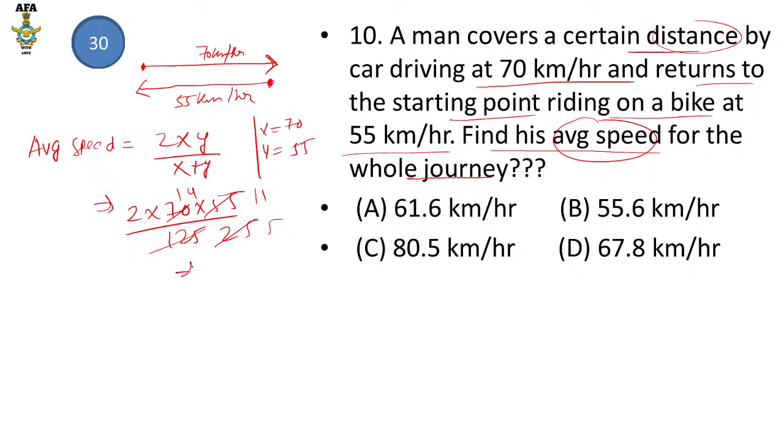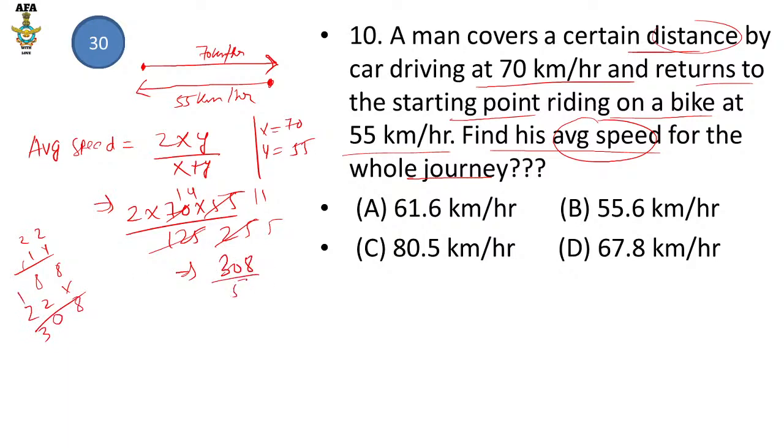In the numerator, what will we get? 11 twos are 22. So 22 into 14, we will get how much? 4 twos are 8, 1 two is 2, and 1 two is 2. So we will get 308.